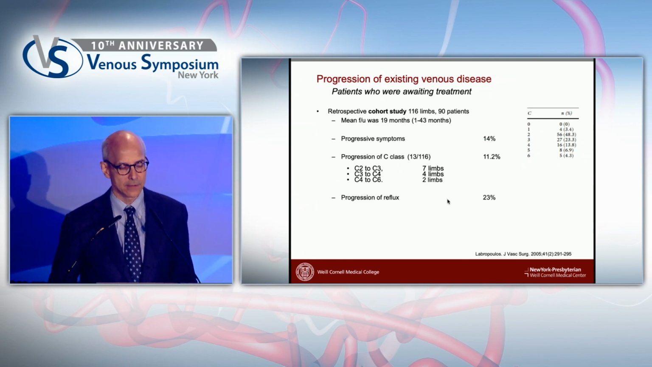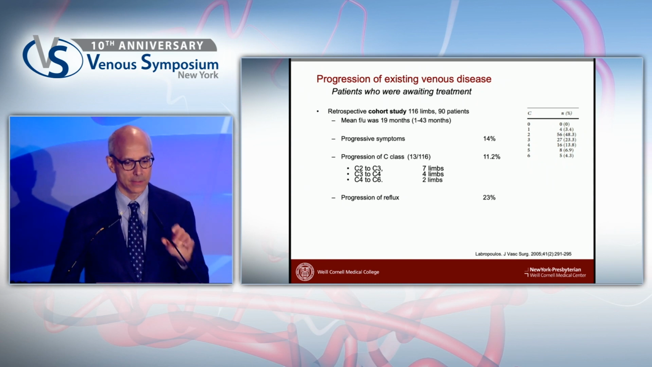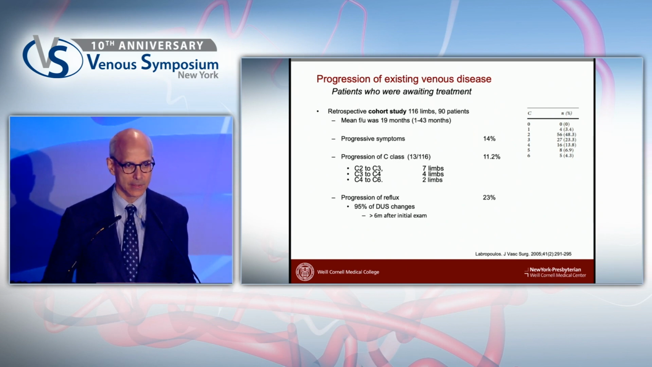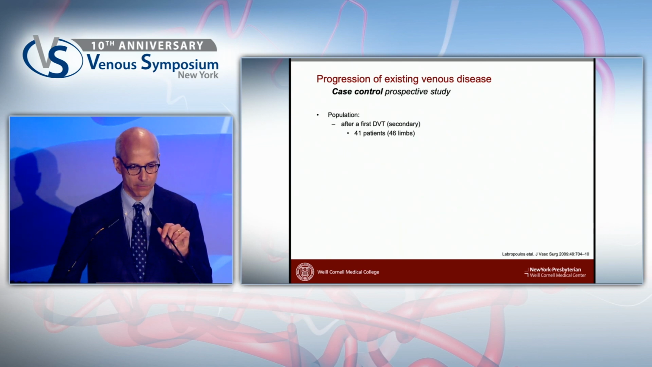And the incidence of progression of reflux was identified in 23% of those patients, but 95% of the time, the ultrasound at 6 months was unchanged, and that's where we get this ultrasound-good-for-6-months kind of concept from. It's from this observation in the study. And the progression was both antegrade and retrograde, reaffirming some of the comments made by some of the other speakers.